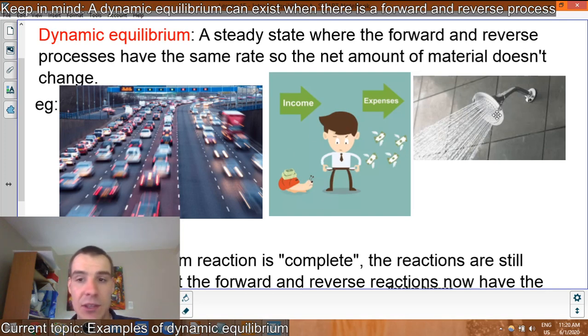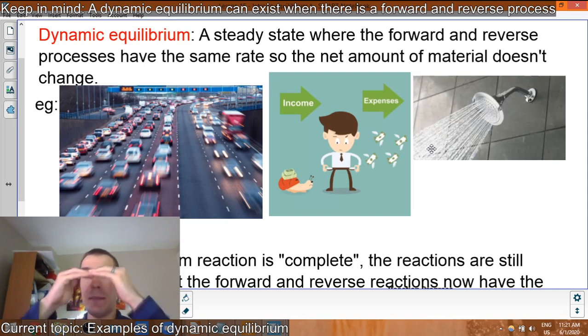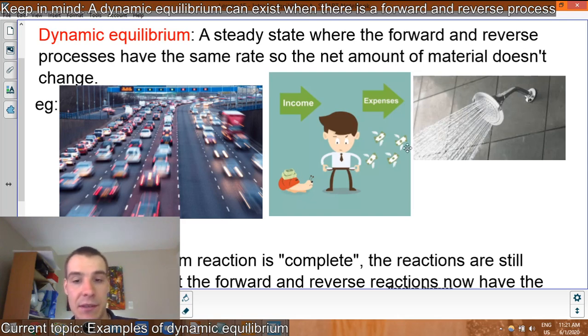And then the shower is another really good example of a dynamic equilibrium. You've got a forward process, which is the water coming out of the shower head. You've got a reverse process, which is it going down the drain, and you've got an equilibrium there. In fact, that's probably the best example of an equilibrium out of these three, because if you increase the amount of water coming out of the shower, the water will come up a little bit higher, but then it'll go down the drain faster, and so it'll actually keep itself pretty stable, which is pretty nice.